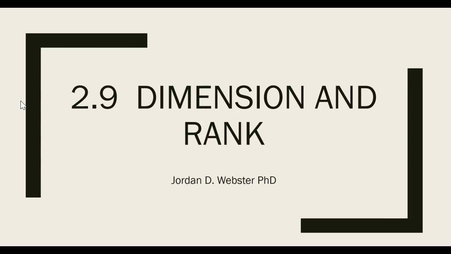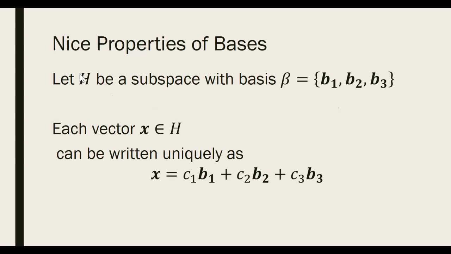In section 2.9, we're going to continue on with our concept of looking at bases, and we're going to transition that into talking about dimension and, in particular, rank. So we looked at bases in the last section, and we saw that if H is a subspace, it can have a basis. Now, obviously, we saw in the last section that bases aren't actually unique in that there can be multiple bases for the same subspace.